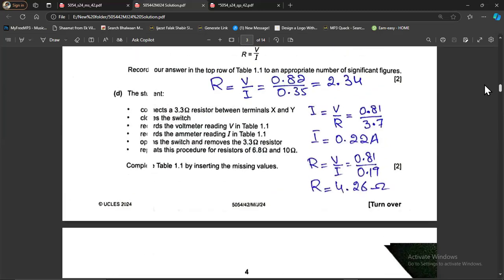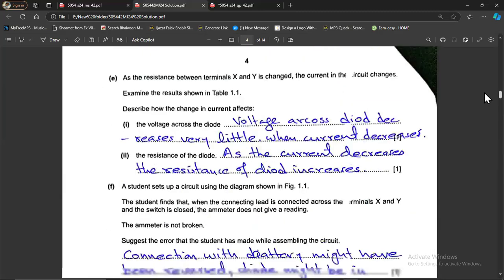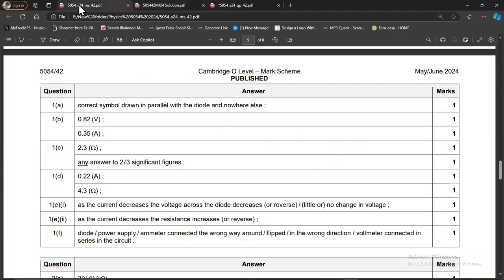Let's check it here. As the current is decreasing, the resistance is increasing. As the current is decreasing, the voltage remains unchanged. I hope you understand. As the resistance between the terminal X and Y is changed, the current in the circuit changes. Examine the results shown in the table 1.1. Describe how the change in the current affects. Okay, I hope you understand. This is E part.